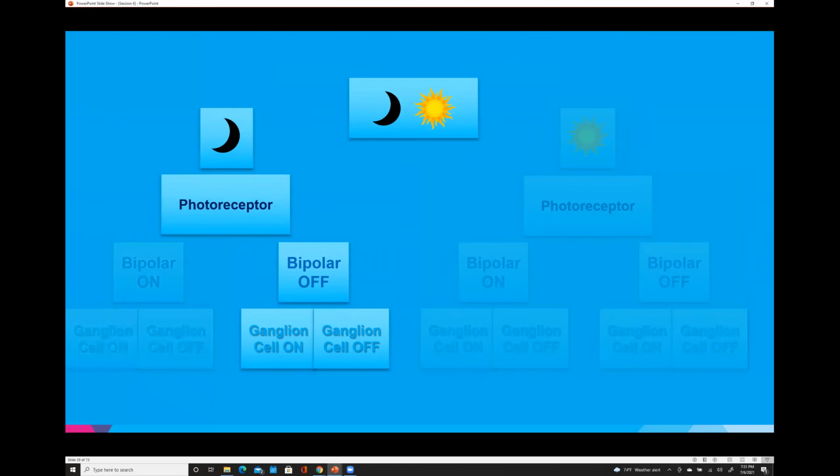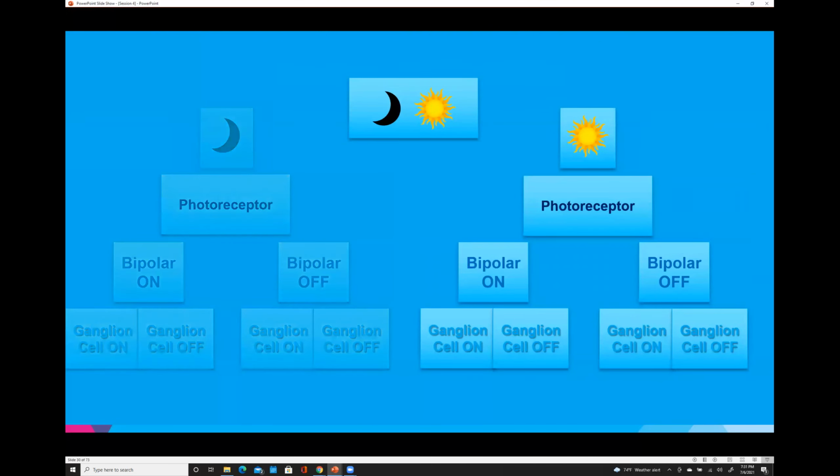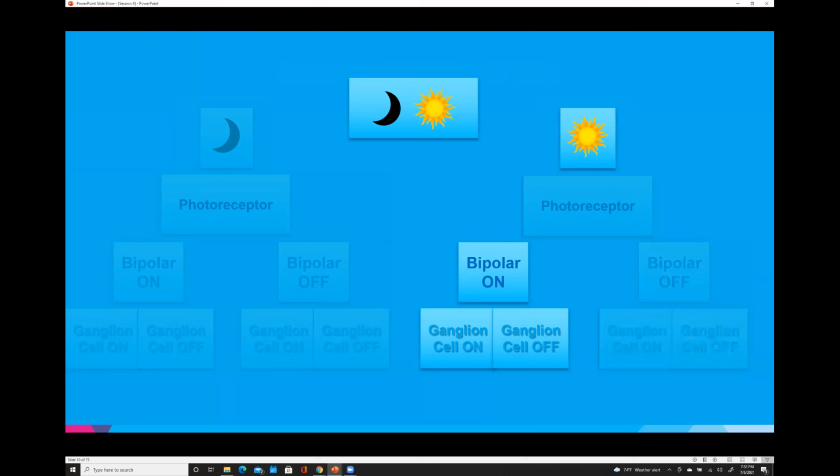So if the bipolar off cell is active, then what is active? Ganglion cell on or off? Yeah, the ganglion cell off. So this is the way this line goes. It goes like this. So let's now flip our minds and go over here. When the light is on, so to speak, is the photoreceptor active or inactive? The photoreceptor is inactive. You got it. So we gray it out. So when it's inactive, who is active? On cell. Correct. And then who is active in this case? The ganglion on cell as well. You got it. So this is the way this looks.